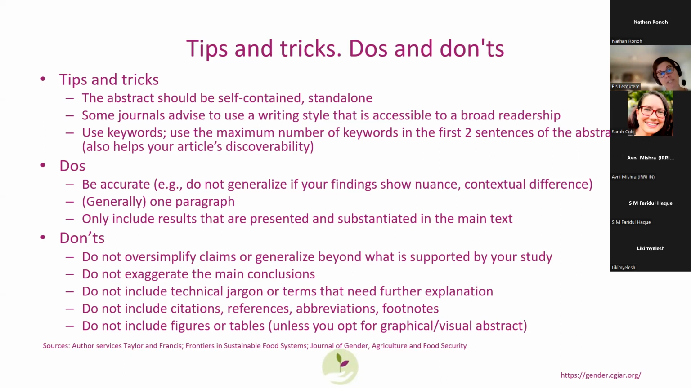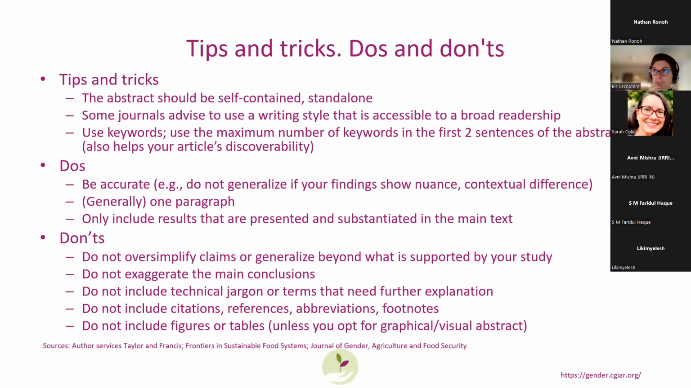Some journals advise you to use a writing style that's accessible to a broader readership. Other journals do not really like that. So you have to check in the author guidelines what they propose. Use keywords in your abstract. And one journal said, even for the discoverability of your article, they had a very specific guideline: use the maximum number of keywords in the first 2 sentences of your abstract. So I'll try that out.